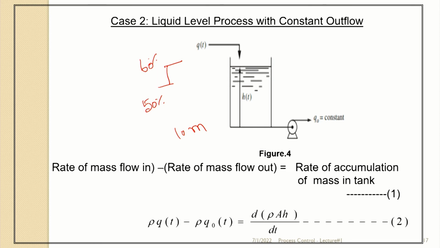But what happens to the outlet flow rate? The outlet is connected with a constant displacement pump, right? So it will never change. It will always discharge a constant outlet flow rate, say for example 50%. Even if you change the inlet flow rate from 50 to 60%, the level may increase or decrease depending upon the magnitude of your inlet flow rate, but the output is always constant. The outlet flow rate is always constant, right?